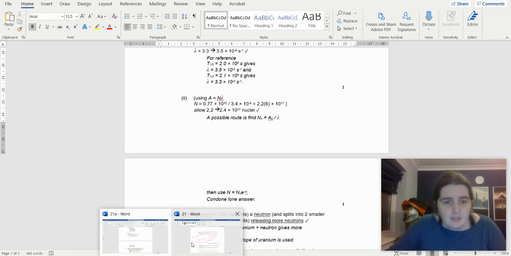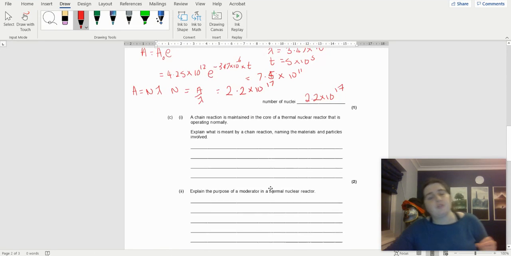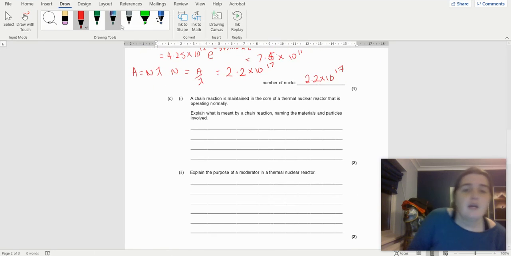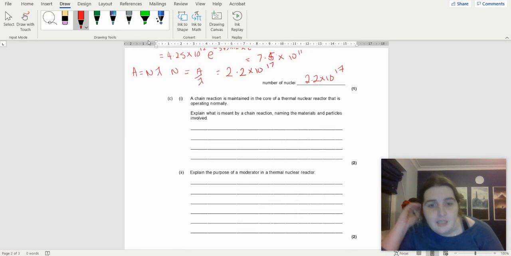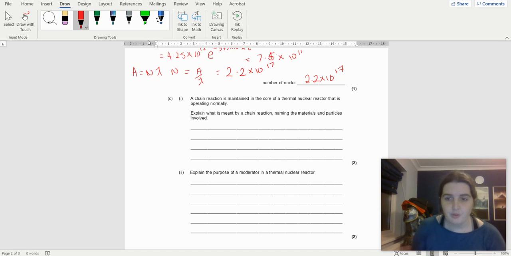Okay, so let's go back to this question. So now we're on to an explain question. A chain reaction is maintained in the core of a thermal nuclear reactor that is operating normally. Explain what is meant by a chain reaction, naming materials and particles involved. So a chain reaction, of course, is when one neutron goes in, gets absorbed by a material and becomes something else. And then what will happen is the decay, when it decays, it releases more neutrons than it actually absorbed.